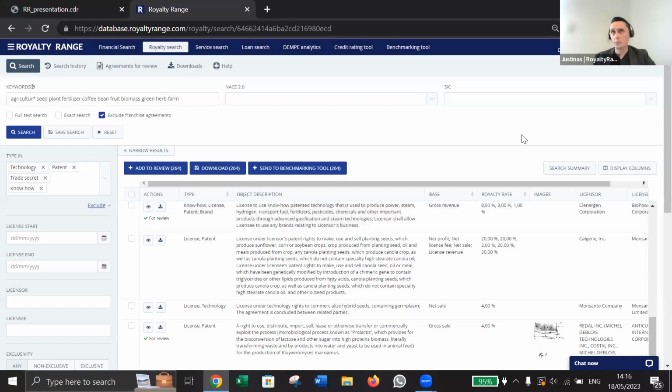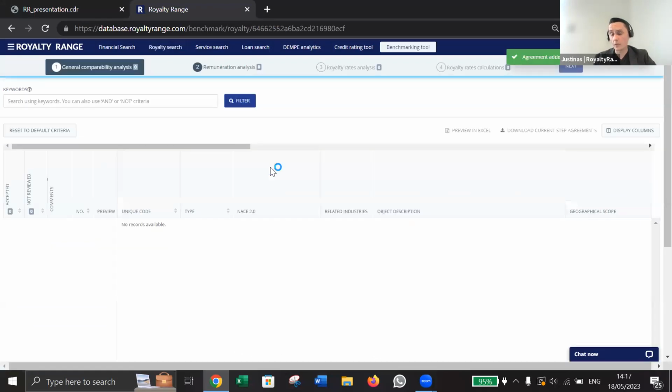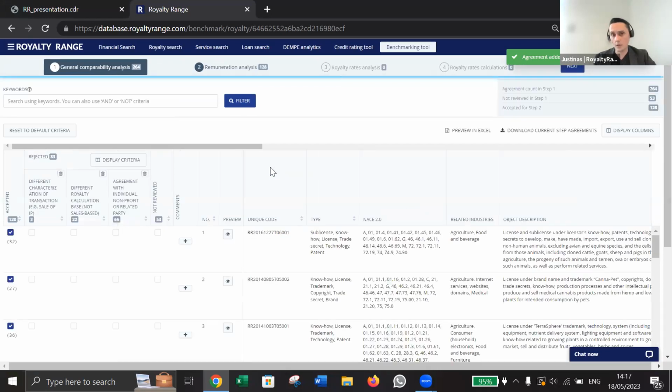In order to perform qualitative screening, we can use various approaches. One approach would be to download all this data in Excel, open the Excel file and do everything manually. Another approach would be to use our benchmarking add-on, where you will get a template, a framework for the acceptance and rejection matrix. And on top of this, this acceptance and rejection matrix will be prepopulated with some suggestions.